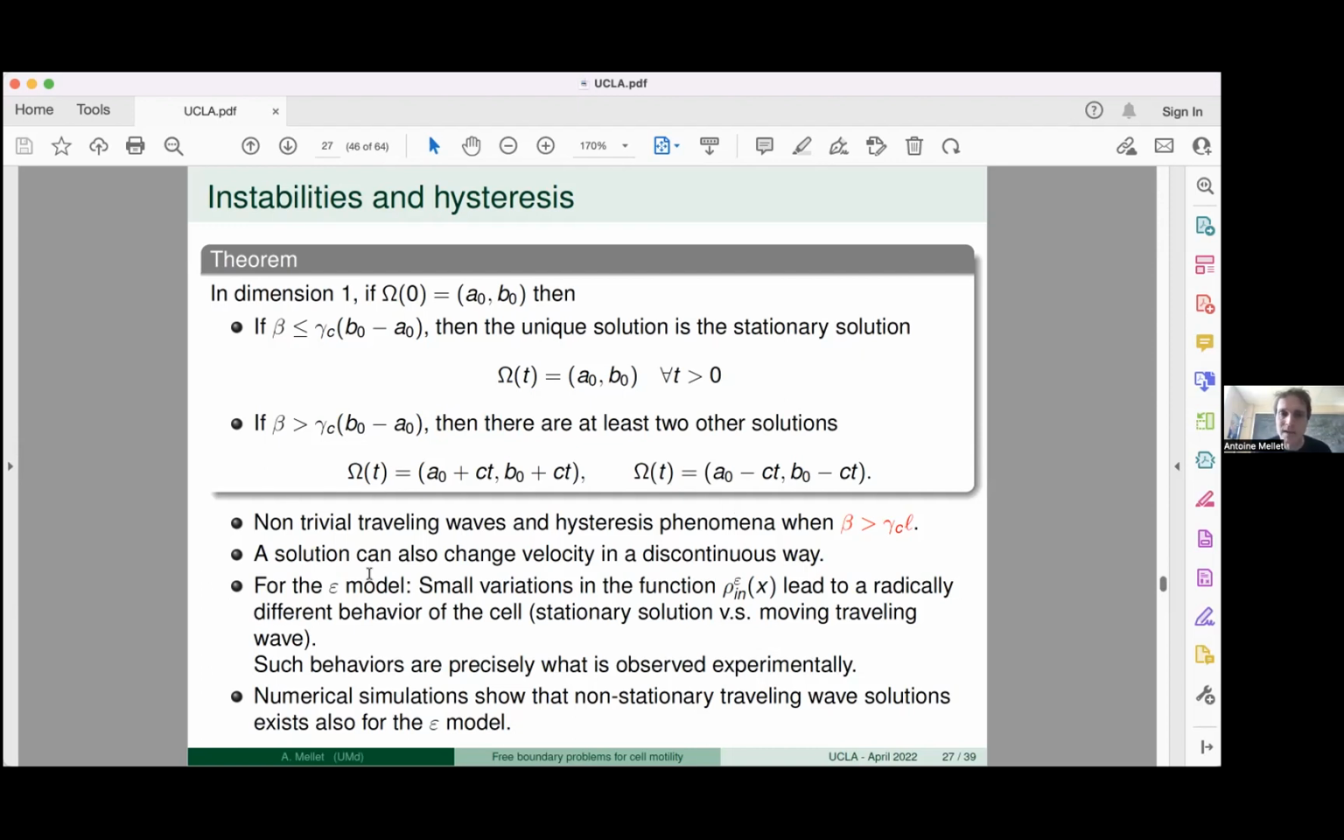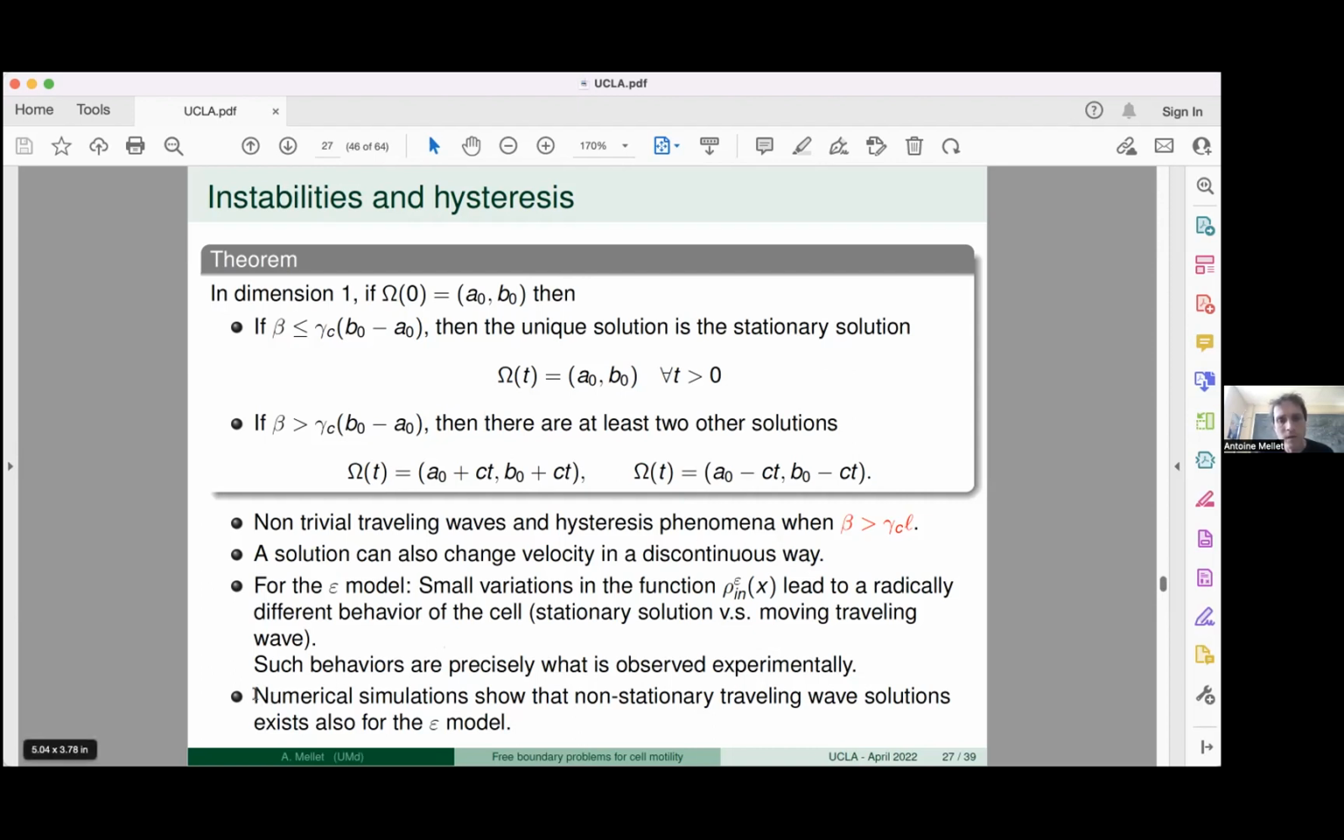So the way we have to understand this is that the epsilon model that I started from, which is expected to be well posed, is extremely unstable. It means that for the epsilon problem, a tiny variation in the initial condition might lead to a completely different type of behavior. Depending on very small variation in the rho epsilon initial data, you may see this stationary solution, or you may see either one of those two traveling waves moving left or right. And that is exactly what we want. This is exactly the video that I showed you at the beginning of the talk. This is what we see, a very, very unstable behavior of those cells.